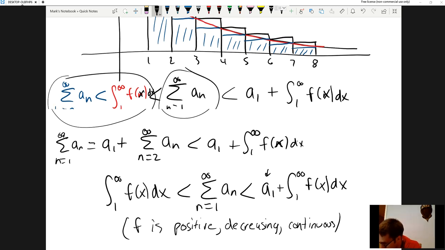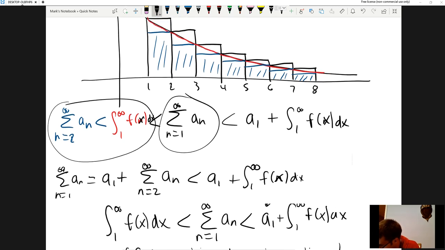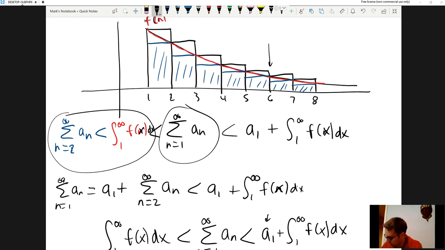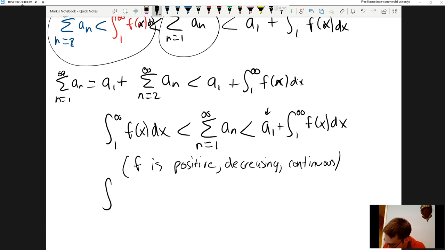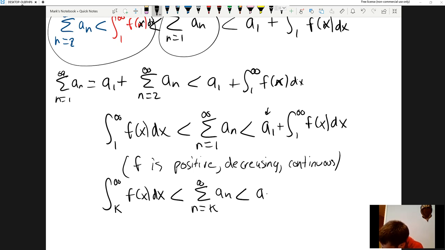So imagine that instead of drawing our picture starting with x equals 1, we started with x equals, say, 6. Well, we could still compare the black area, the red area, and the blue area. We could still do all of the manipulations that we applied before. The only difference is our integrals would now start with 6, or in general, if we start at the kth term, we could say the integral from k to infinity of f of x dx is less than the sum from n equals k to infinity of a_n, which is less than a_k plus the integral.